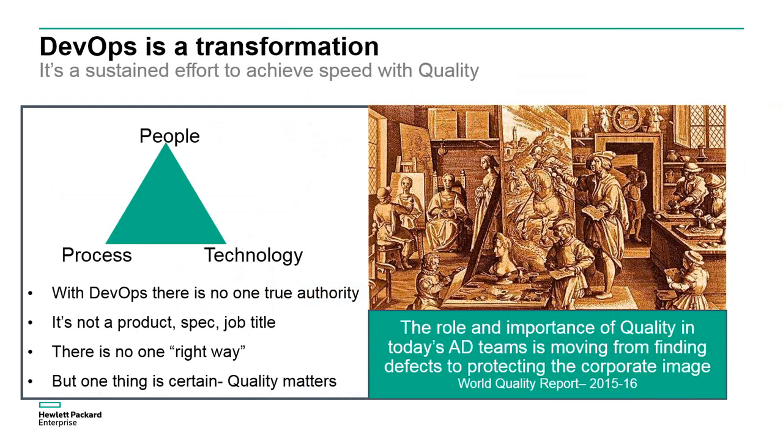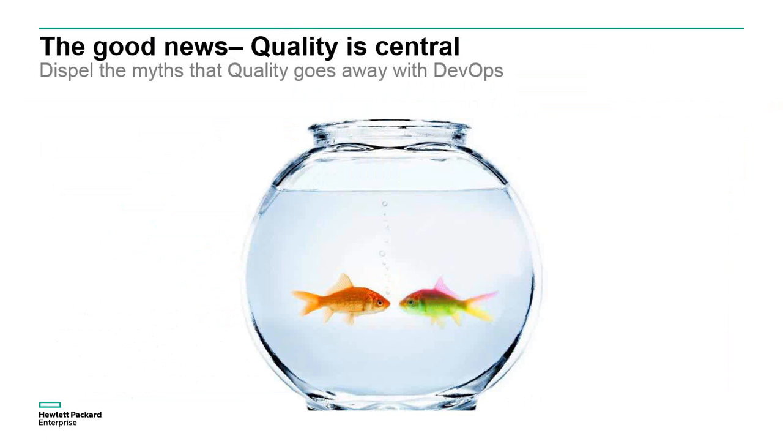But what really stands out is that quality is really important. And I've heard of this myth that quality goes away with DevOps, and to be honest, I don't really get where it comes from and what it means, because quality isn't going away at all. Rather than being confined to one specific part of the process, quality is central to the whole DevOps process. And the emphasis on quality is really sustained throughout the whole pipeline in DevOps.